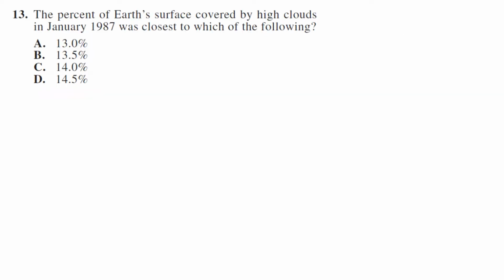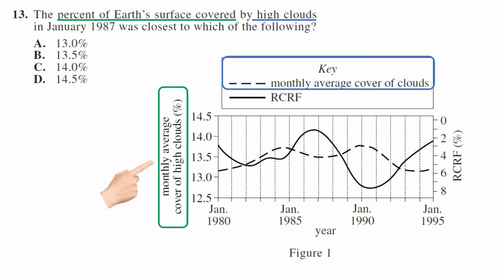Question number 13, the percent of Earth's surface covered by high clouds. So put your finger on that, find it. So you see it in figure 1. And in January 1987, so make sure you have the right year. So 87 is there, it's closest to what? And so where it hits the monthly average is at 13.5, so B.